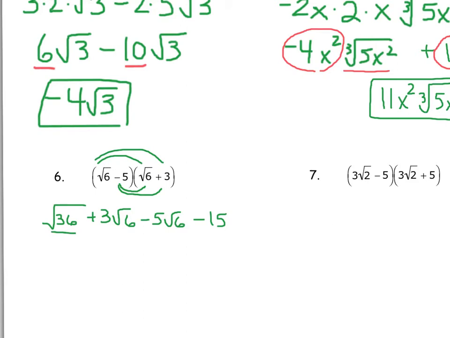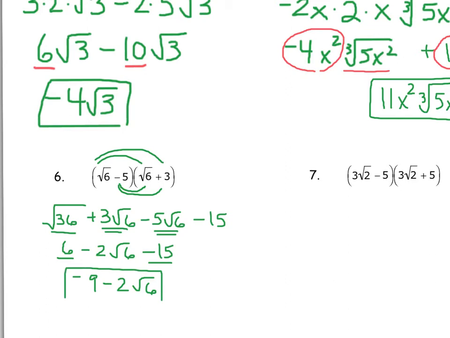This is a perfect square. We've got 6. Here we've got like radical terms. That's a minus 2 square root of 6, and the minus 15 we can put back together with the 6, and we end up with a negative 9, take away 2 square root of 6. Do not put the negative 9 and the negative 2 together. The negative 2 is part of the radical term and cannot be combined with the negative 9.